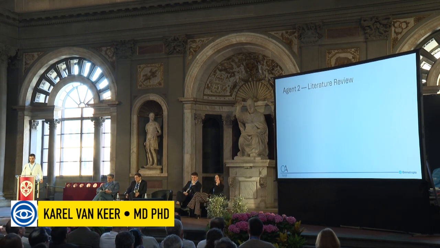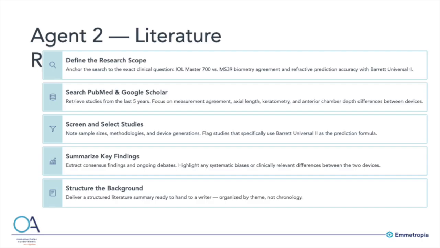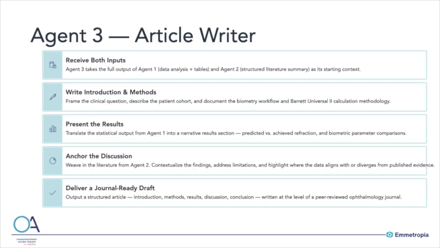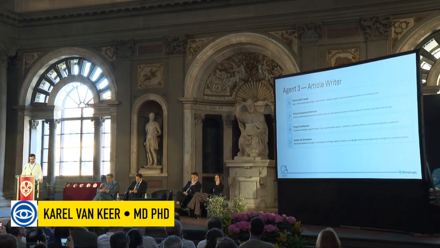In the meantime, the literature review agent would perform a literature review, define the research scope, search on PubMed and Google Scholar, screen select studies, summarize the key findings, and structure the background. And then once the first 2 agents were ready, the article writer would receive the input from both agents, write introduction and methods, present the results, anchor the discussion, and then deliver a journal-ready draft.